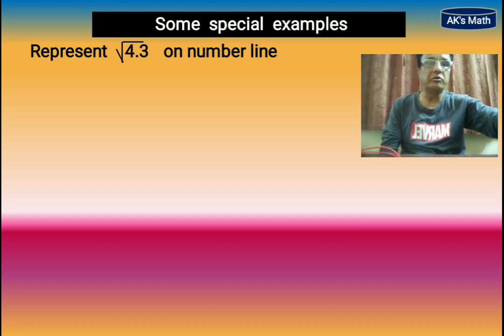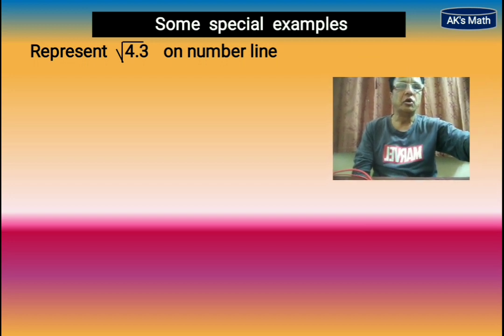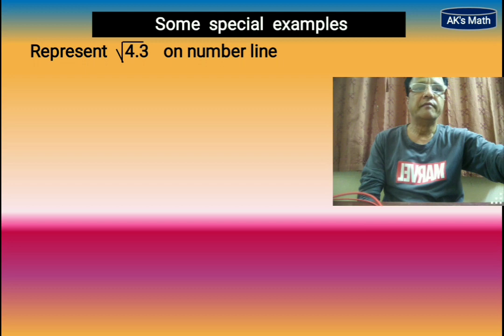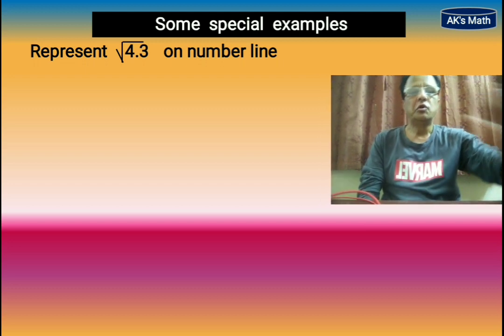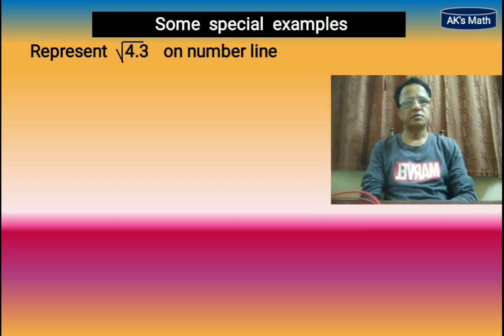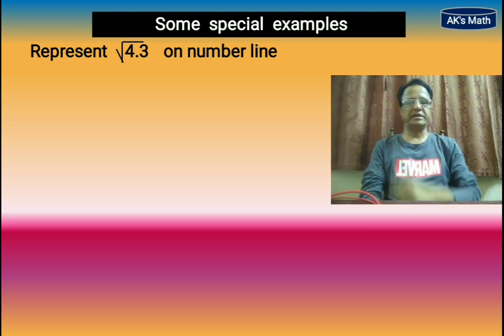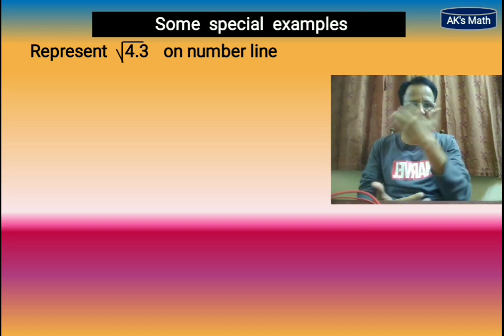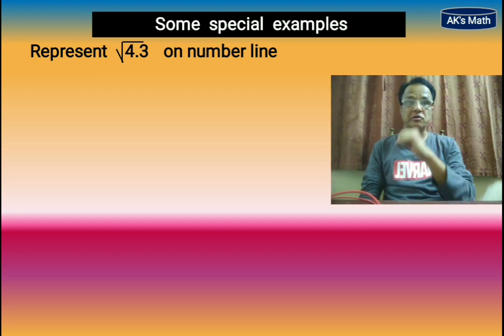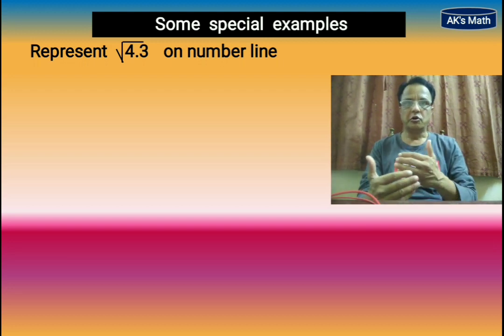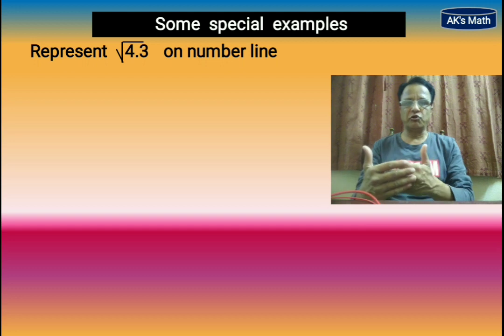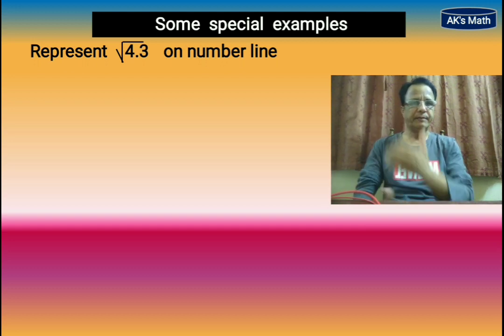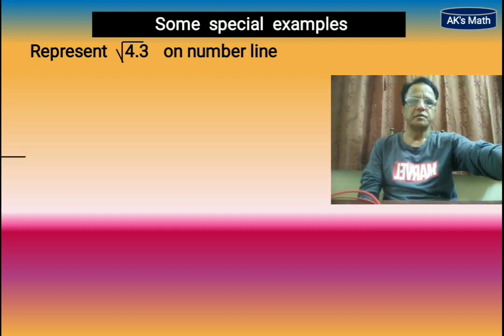Now how to draw that particular diagram? Look at this one. Means you have to construct this one. Now, how to construct this one? Under root 4.3. In my last few videos, you already observed how to represent irrational numbers on number line. Now, you have to learn how to draw the square root of a decimal number. How to represent it.